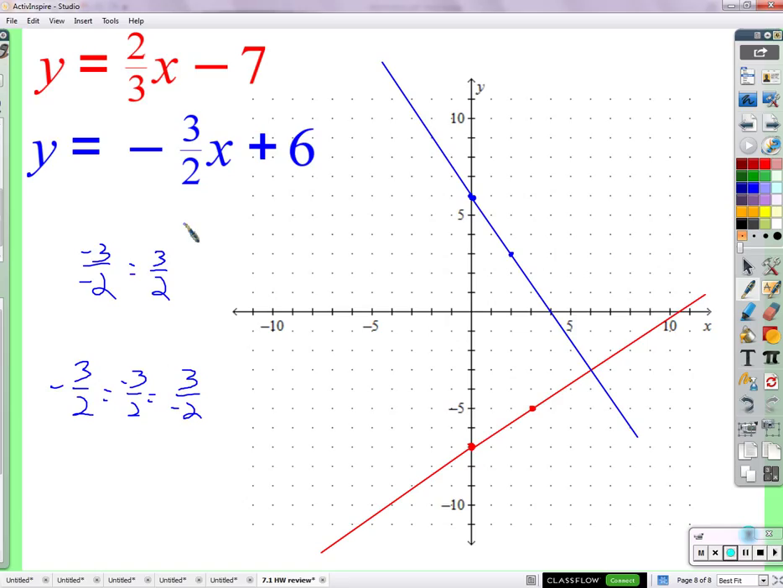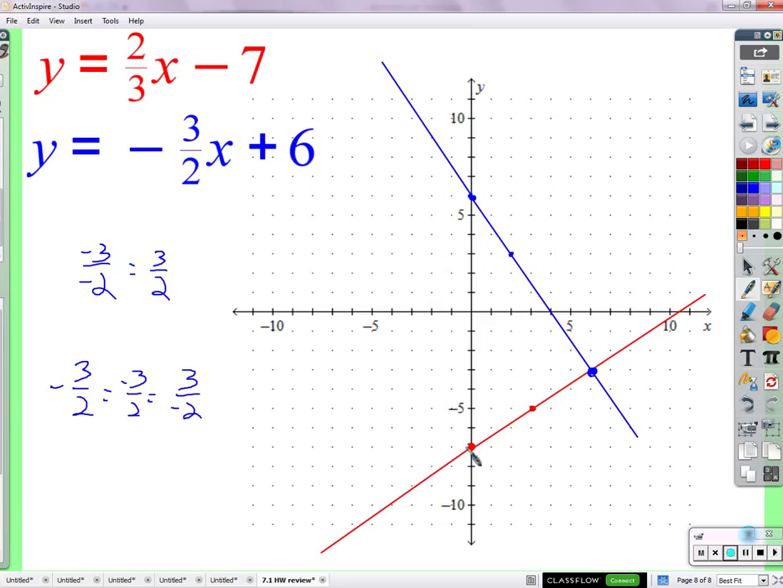Justin? On my graph, I drew poorly. But I got 7, negative 3, but it looks like from my graph that it maybe should be 6, negative 3. So it looks like it should be 6, negative 3. I drew mine really bad. Well, that's where we're going to learn better approaches than graphing, right?